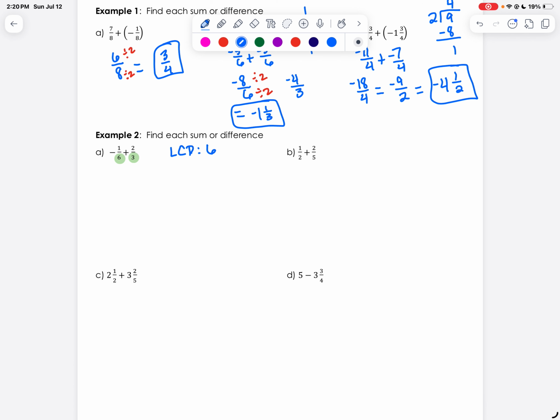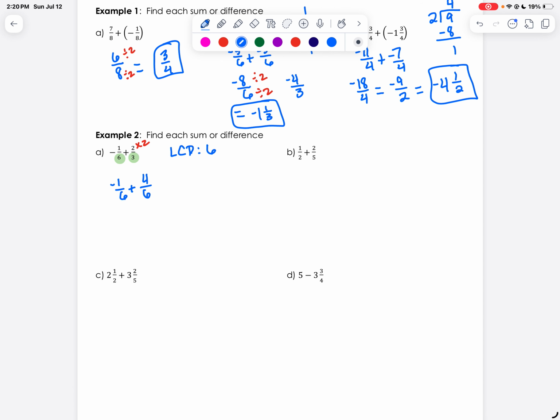So the first one does not need to be rewritten because it already has a denominator of 6. But I want to rewrite that second fraction with a denominator of 6. So look at the 3 and ask yourself, what would you have to multiply 3 by to turn it into a 6? Well, hopefully you said 2. So if you multiply the bottom by 2, you have to multiply the top by 2. And that would give me 4/6.